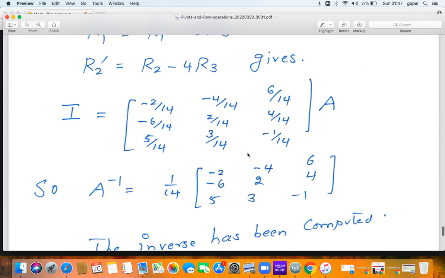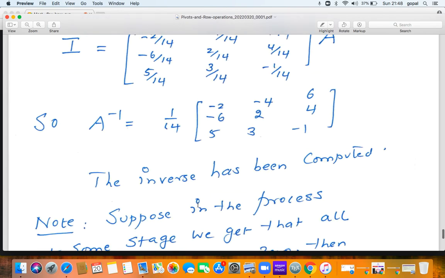And this matrix you have to do the algebra, by the way. You have to do the calculations, and you get this ugly matrix with 1 by 14 all over the place. This 1 by 14 has been taken out common. It looks neater: minus 2, minus 4, 6; minus 6, 2, 4; 5, 3, minus 1. And so this is your matrix B. Your B is basically A inverse. It is 1 by 14 times this matrix.